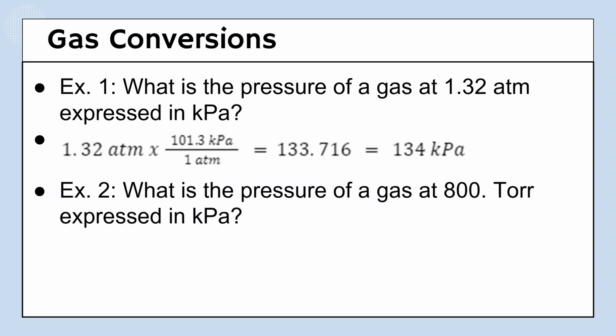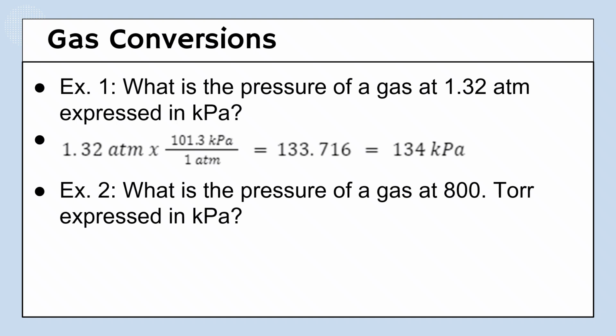So let's do our second example. What is the pressure of gas at 800 torr expressed in kilopascals? So we know 101.3 kilopascals equals 700 torr, I believe.